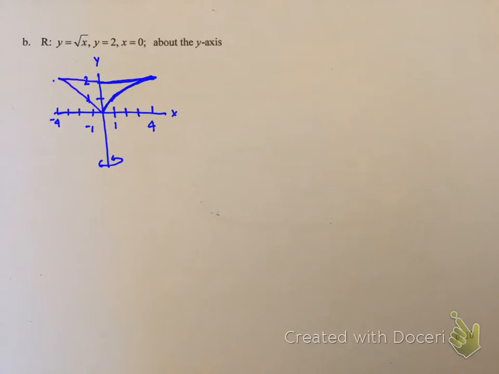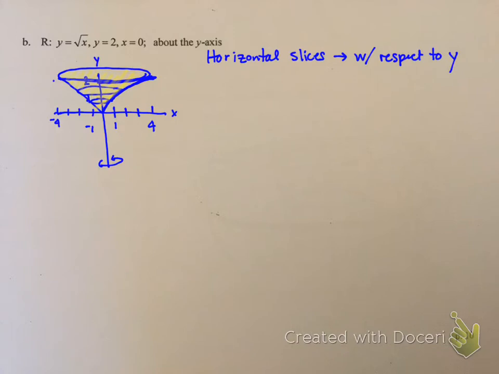Okay. So what's happening is if I revolve around the y-axis, I'm getting these slices here. And this is what my figure looks like. Okay, all right. So I have my figure, and I know it's revolving around the y-axis. So if I have horizontal slices, that means I have to integrate with respect to y.